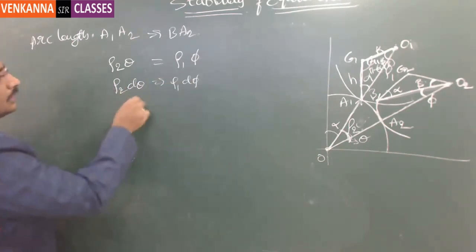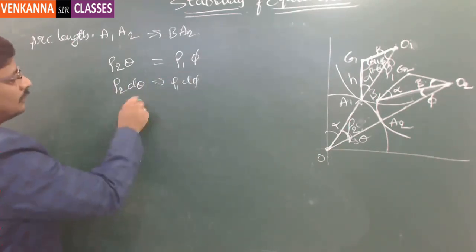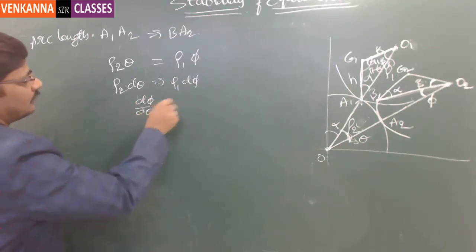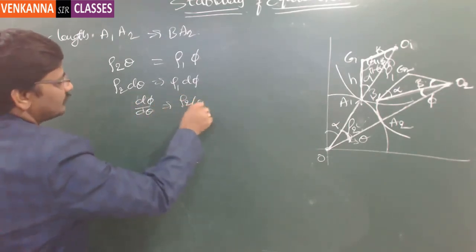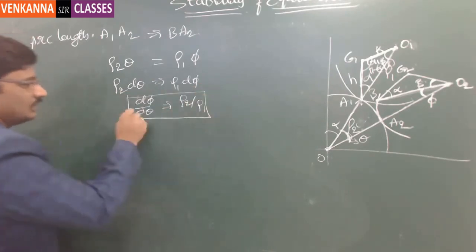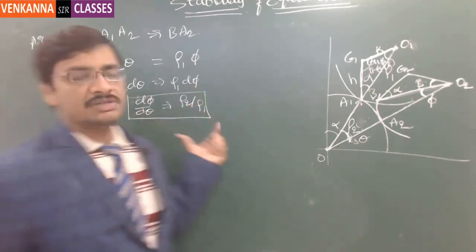So this is one relation, or d phi by d theta is equal to rho 2 by rho 1. This relation we are going to make use of down the line. That's why we have derived this relation.